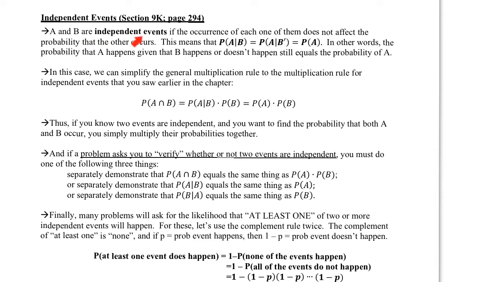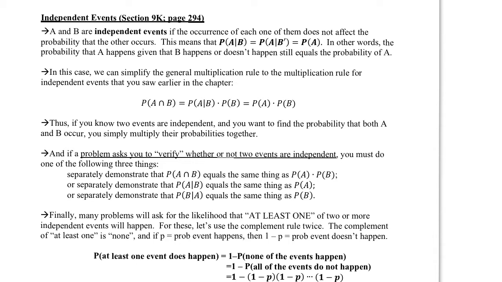A and B are considered independent if the occurrence of each one of them does not affect the probability that the other occurs. So if we go back to that conditional probability we just learned in the previous section, the probability of A given that B happens will equal the probability of A given that B doesn't happen, and that will equal the probability of A. So in other words, the probability that A happens given that B happens or doesn't happen still equals the probability of A. So B happening or B not happening had no impact on the probability of A occurring.